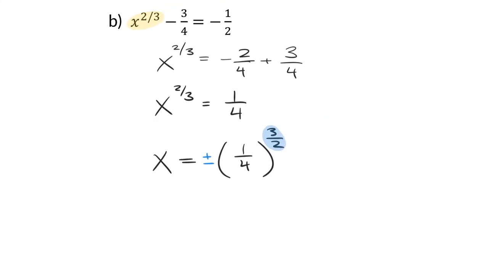Now all we need to do is find an exact and a decimal approximation answer. So let's remember what this means. We're going to keep that plus and minus floating down, but there's a rule with these: you can toss the exponent to both the top and the denominator.